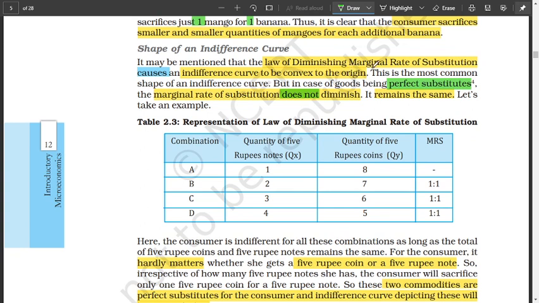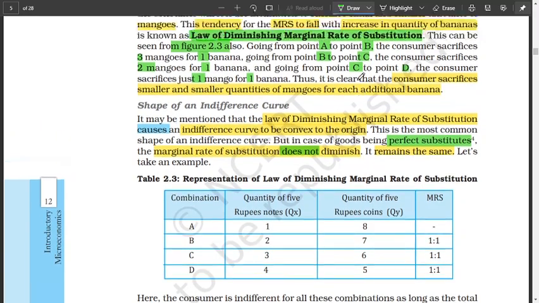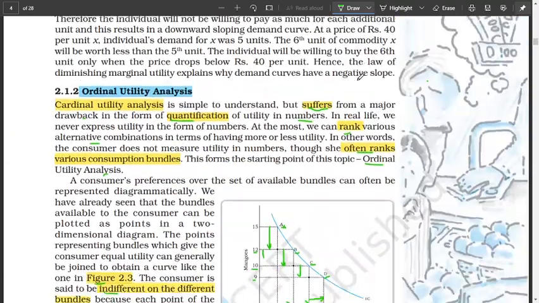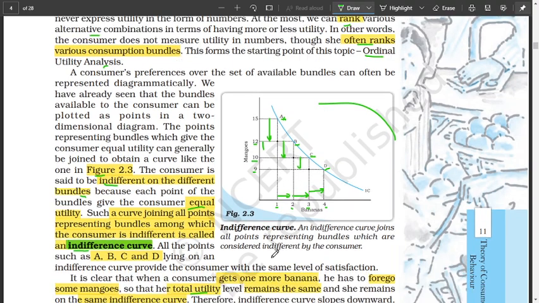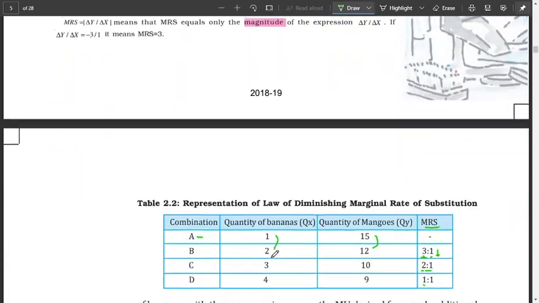Because of this diminishing marginal rate of substitution, that's why the indifference curve is convex to the origin. It's not concave. The shape does not go this way, but it goes this way, indicating that you have to get less of the other to get more of the other. So because of that law of diminishing marginal rate of substitution, this curve is convex to the origin, because to get more, you have to get less of, in this case, mangoes.